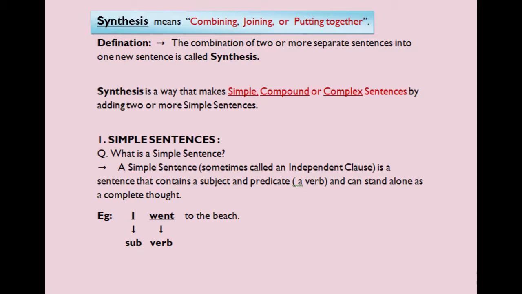So what do we mean when we say independent clause? If a sentence is an independent clause, it need not depend on another sentence to complete its meaning. Like the example here we have, I went to the beach. So we have the subject, the verb, plus the object. By reading this sentence, we understand the meaning behind it.